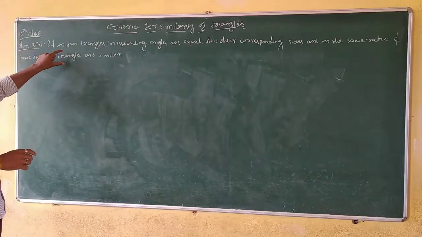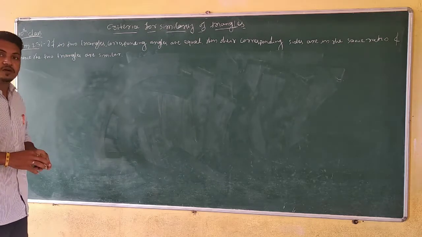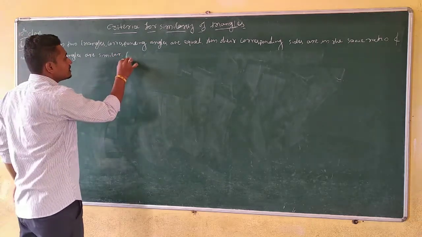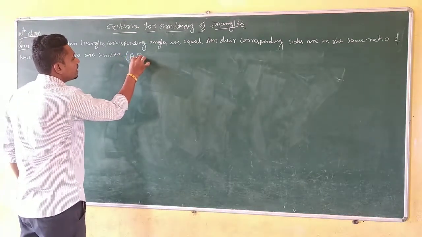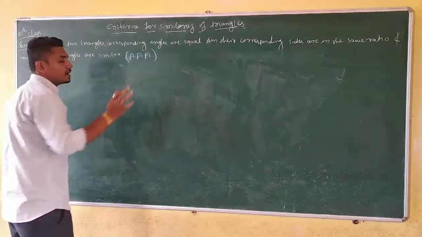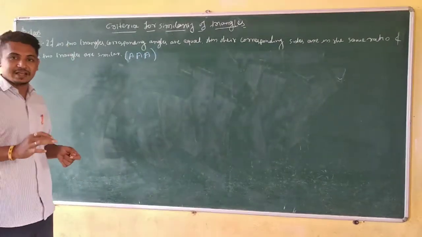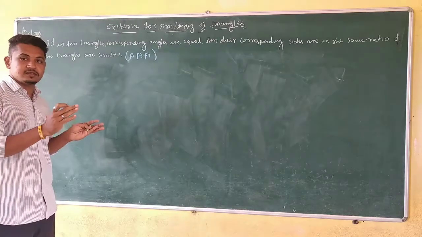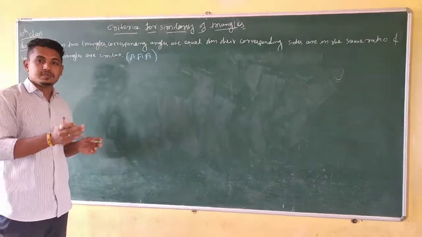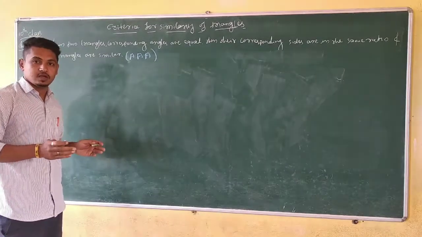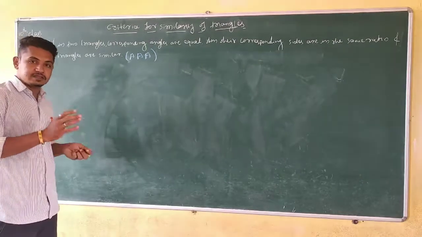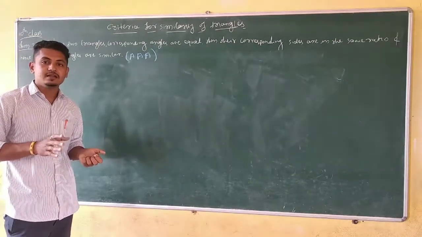This theorem depends on the criteria for similarity of triangles. Which criteria? This is angle, angle, angle. So the three angles of the two triangles, the three corresponding angles, are equal to each other. At that time we can say these two triangles are similar.